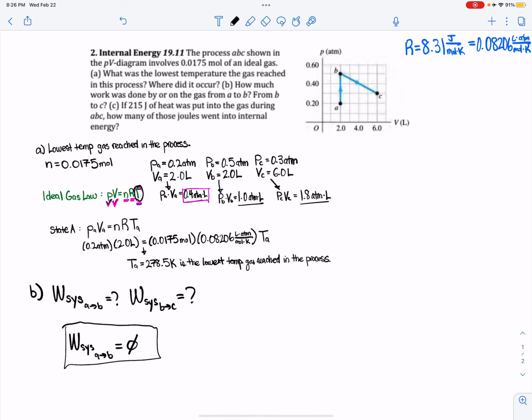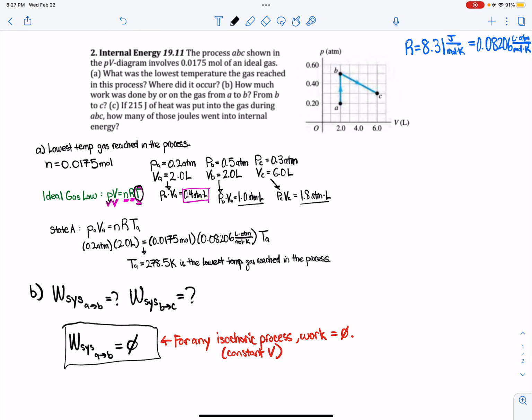And by the way, work for any isochoric process, that means any process that is constant volume, the work is 0. So let's write that down. For any isochoric process, work equals 0. Isochoric is constant volume.